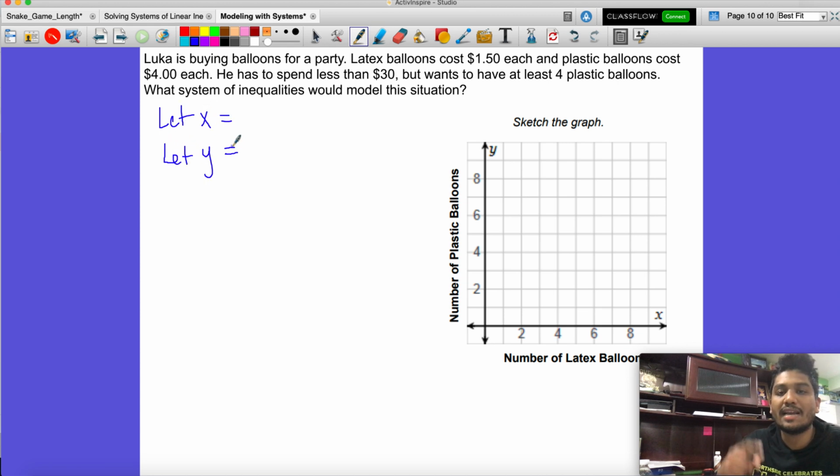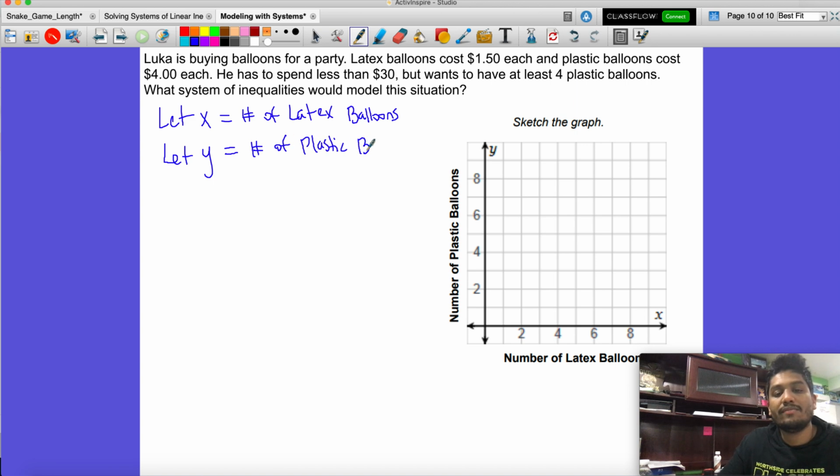The reason I use x and y is because, especially when graphing, you have to label these. In this case, I just realized that they actually labeled them on the bottom. Being that this is the x-axis and we have let x equals, that would mean this is the number of latex balloons. That makes sense because we're talking about two different types of balloons, and this is the number of plastic balloons. Great, so now we have this. Now we need to actually create our inequalities.